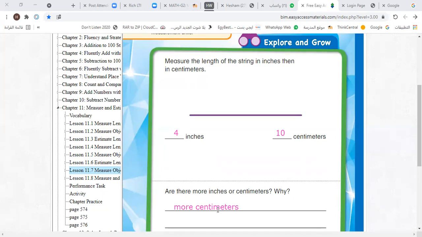If you find fewer, take the longer. Which one is longer, inch or centimeter? Actually, inch is longer than centimeter. It means you have fewer inches and more centimeters. Now let's answer the next question. I'll clear this and let's move now to the next page.